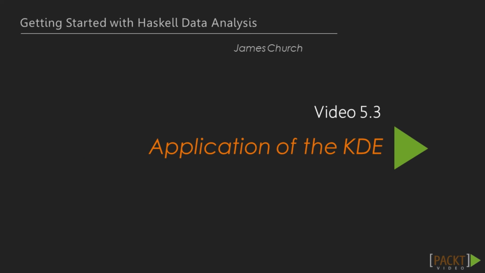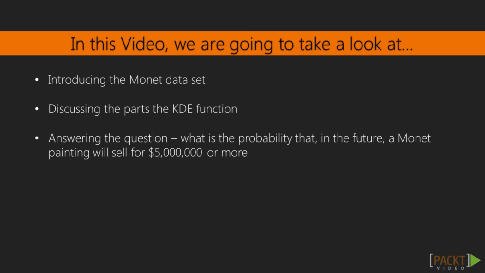This video will serve as our real-world application of the kernel density estimator. So in this video, we're going to take a look at the Monet dataset. Monet is a famous French impressionist, and many of his paintings have sold at auction for millions of dollars. And the Monet dataset is a record of all of those final auction prices for his paintings. We'll be discussing the parts of the kernel density estimator function, and then we will be answering a question using the kernel density estimator. What is the probability that in the future a Monet painting will sell for $5 million or more?